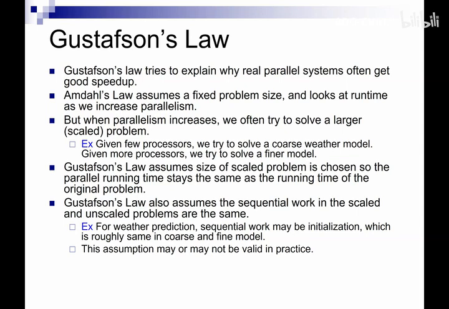Now, in practice, you can look at the specific program that you're actually executing, and you can look at whether this assumption is reasonable or not. You can look at whether your sequential work is the same in your scaled or unscaled problems. If it actually is the same, then you should apply Gustafson's law. But if you have a problem where the amount of sequential work actually changes as you increase the problem size, then Gustafson's law is not a good fit.